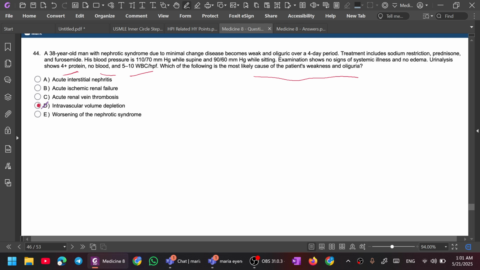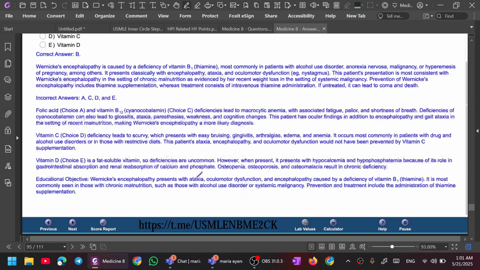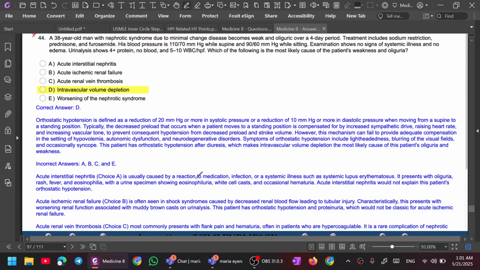Orthostatic hypotension, what does it indicate? Isn't it volume depletion? I think so. The intravascular volume depletion. I don't know, because these days I make lots of mistakes. No. Yeah, it's probably volume depletion.